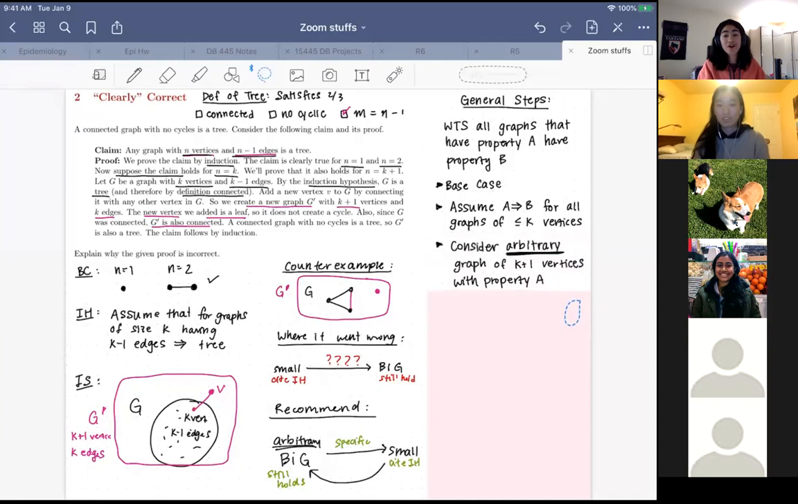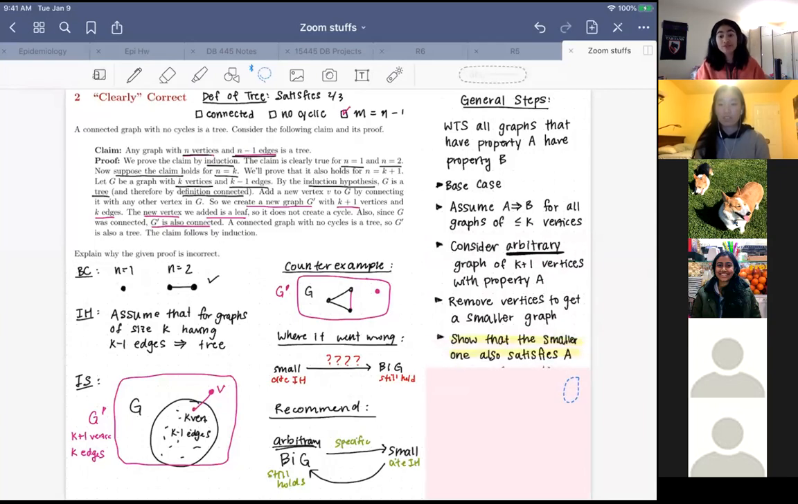Now we can consider an arbitrary graph of k plus 1 vertices that has property A. And we wouldn't be able to do this if we did it the other way. Now we get to start with an arbitrary big graph of k plus 1 vertices. Then you're going to take some specified action and remove vertices to get to a smaller graph. So now we've got to show that the smaller graph also satisfies property A.